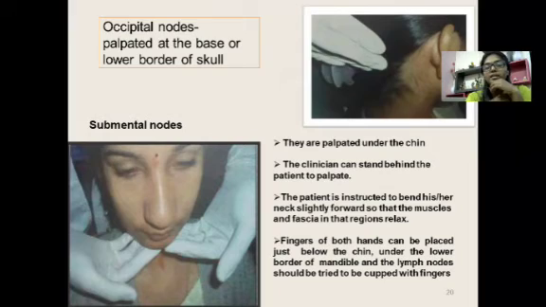And then coming to the submental lymph nodes, they are palpated under the chin. The clinician can stand behind the patient, and we have to instruct the patient to bend the neck slightly forward so that the muscles and the fascia in that region will get relaxed. And fingers of both the hands, preferably the index finger and the middle finger, have to be rolled down under the chin, and we have to look for any induration or fixity to the underlying structures.